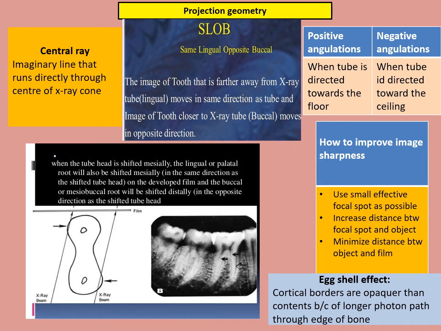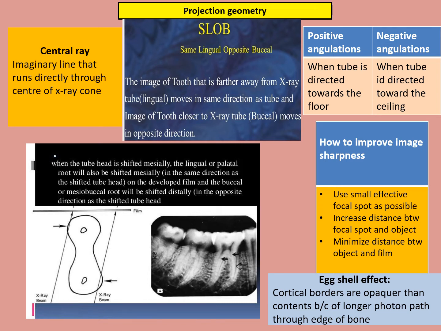Now this SLOB rule is not only for horizontal, you can also apply it for vertical angulation. When you move your X-ray cone up or down, if the canal also shifts up or down, it will be lingual. If you shift your X-ray cone up and the canal appears to shift down, that means it is present on the opposite side, the buccal side. Now we can see the positive and the negative angulations. In positive angulation, the tube head is directed towards the floor, while negative angulation is when it is directed towards the ceiling. Negative angulation is given for the mandibular teeth and positive is for maxillary teeth.